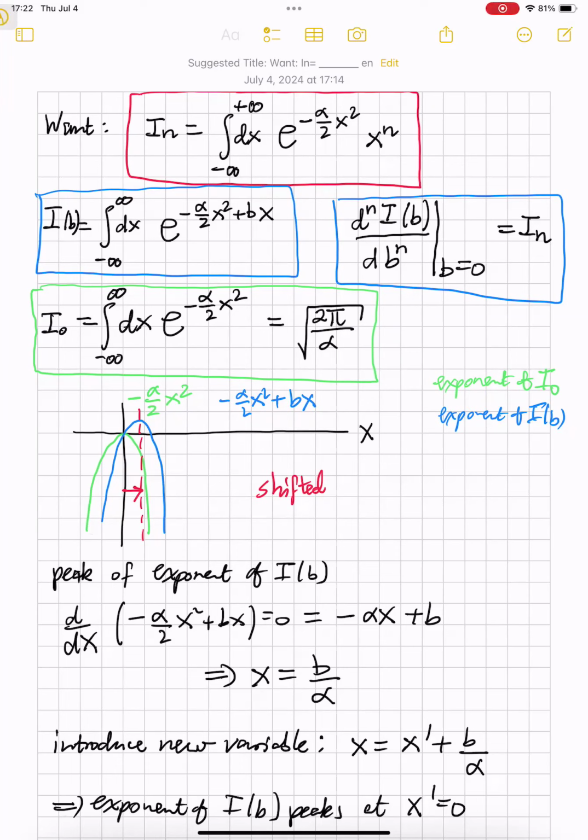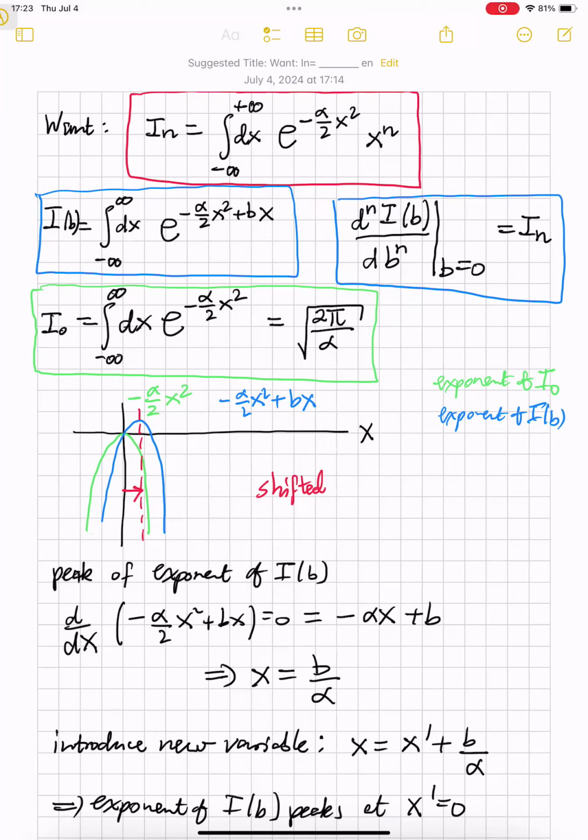And the good thing is, if we take derivatives of I of b with respect to b and set b equal to 0, we get hold of I_n. So I of b, we usually call a generating function, and it generates the integrals I_n, okay? And the one integral we were able to do was I naught.